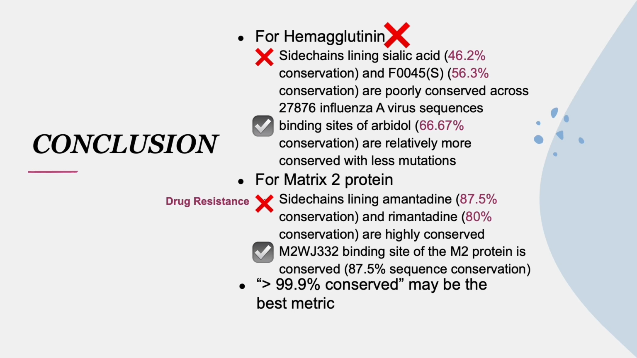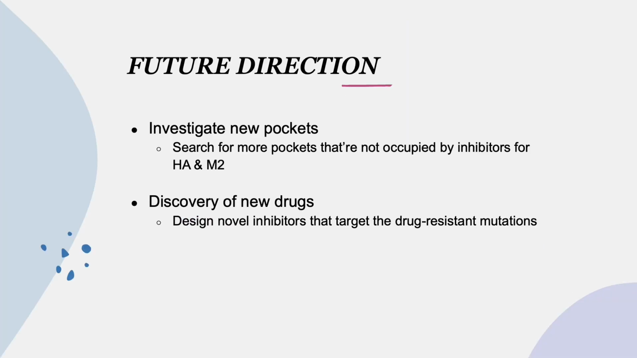And lastly, greater than 99.9% conservation may be the best metric to evaluate the pockets in influenza A virus. For further study, we should investigate new pockets that are not occupied by developed inhibitors yet for all proteins of influenza A, and also keep designing novel drugs that specifically target those drug-resistant mutants.